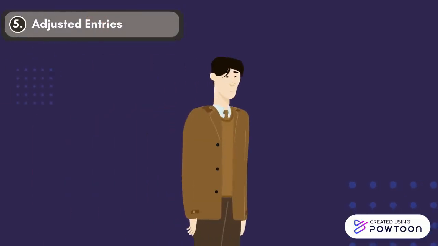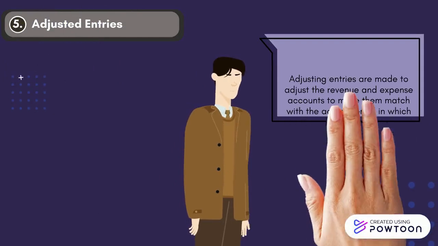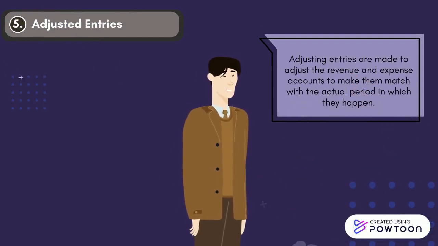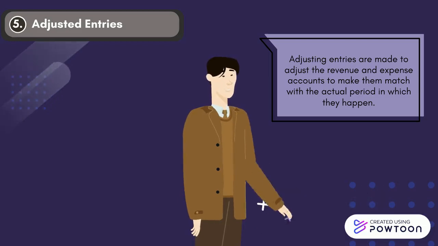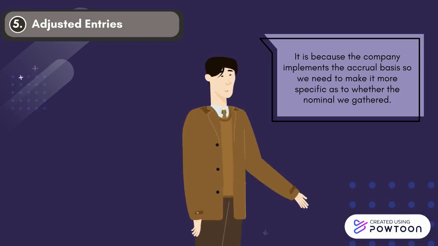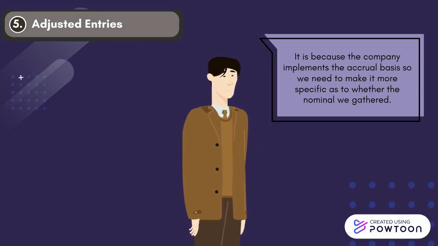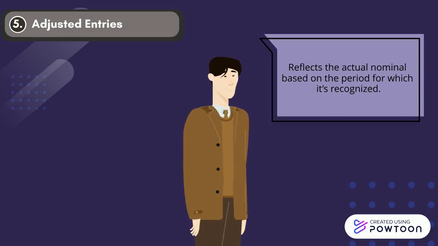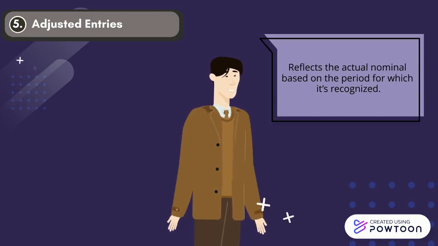Fifthly, it is about making adjusting entries. Adjusting entries are made to adjust the revenue and expenses accounts to make them match with the actual period in which they happen. It is because the company implements the accrual basis, so we need to make it more specific as to whether the nominal we gathered reflects the actual nominal based on the period for which it's recognized.